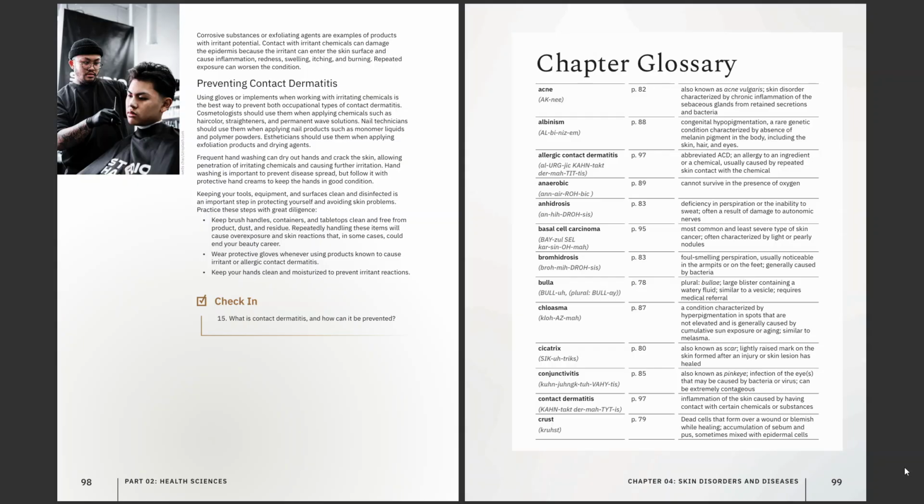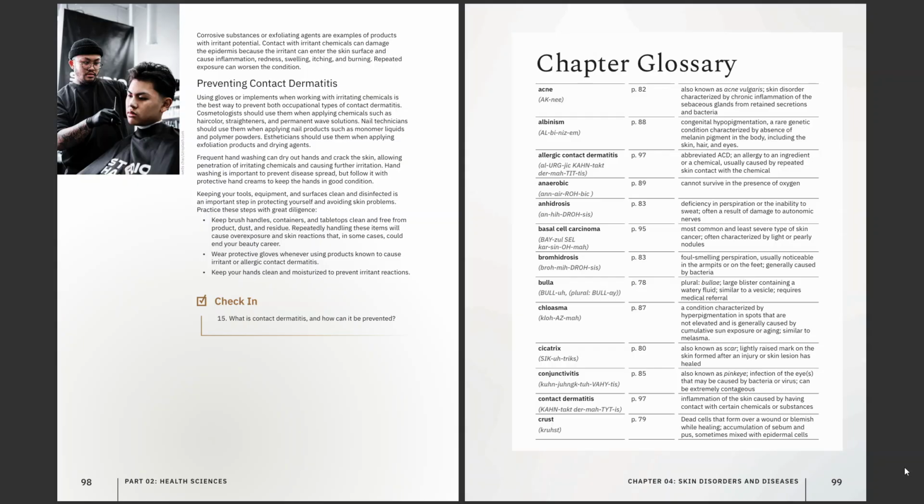Frequent hand washing can dry out hands and crack the skin, allowing penetration of irritating chemicals and causing further irritation. Hand washing is important to prevent disease spread, but follow it with protective hand creams to keep the hands in good condition. Keeping your tools, equipment, and surfaces clean and disinfected is an important step in protecting yourself and avoiding skin problems.